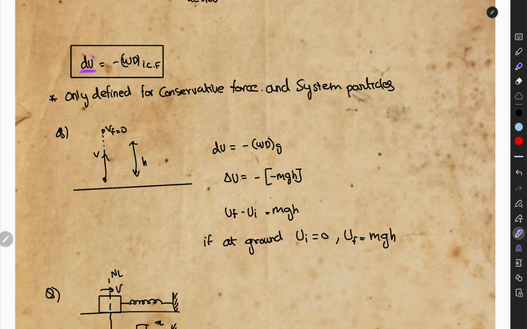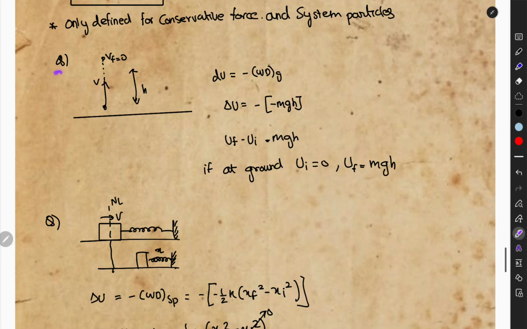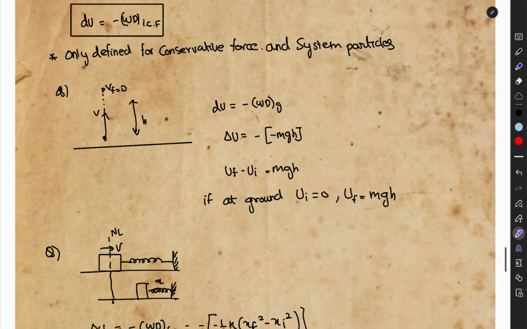What you need to understand is that dU, which is the potential energy change, is equal to minus the work done by internal conservative forces. Remember, only internal conservative forces are taken. It is only defined for conservative forces and for a system of particles, not a point particle. It's a group, a system. Let's say, for example, we have a question: a particle travels with velocity v, and finally it gets a final velocity equal to 0. We need to find the potential energy.